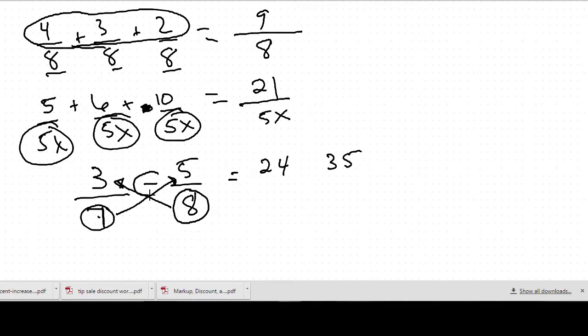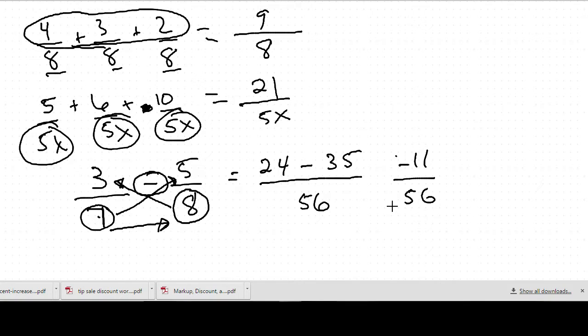I'm going to take this sign and keep it exactly the same between the two numbers. And then I'm just going to multiply straight across to get my common denominator. 56. Now I do the math with the numbers up top. So negative 11 over 56. And that would be your answer. All right. Have you seen that pattern before?